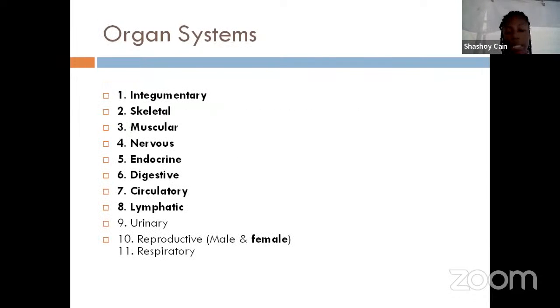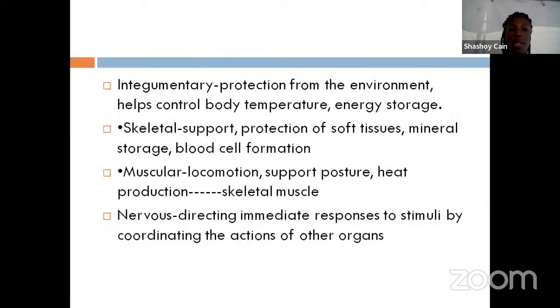So we have different organ systems: the integumentary system, the skeletal system, the muscular system, the nervous system, the endocrine system, the digestive system, the circulatory system, the lymphatic system, urinary, reproductive, and respiratory system. So these are 11 organ systems. What is the integumentary system? It is protection from the environment, which helps the body control temperature and energy storage. This is also called the skin.